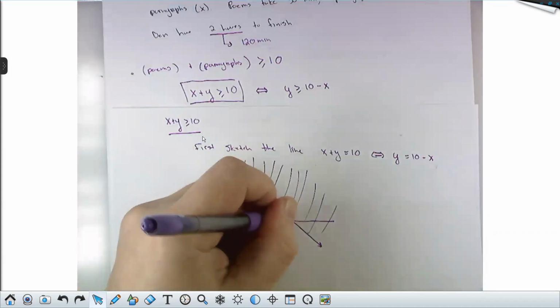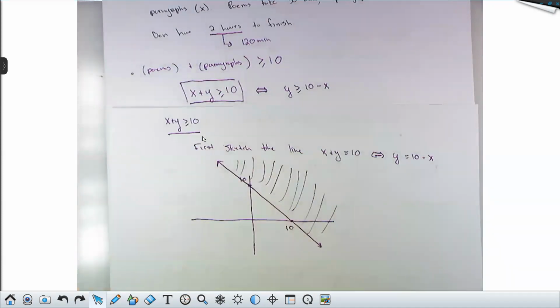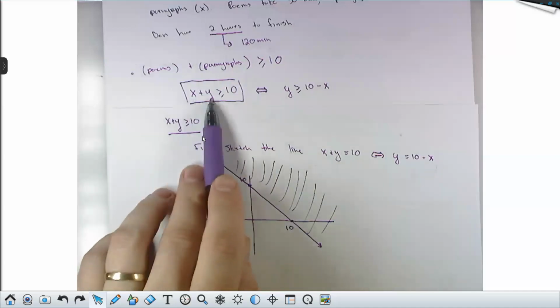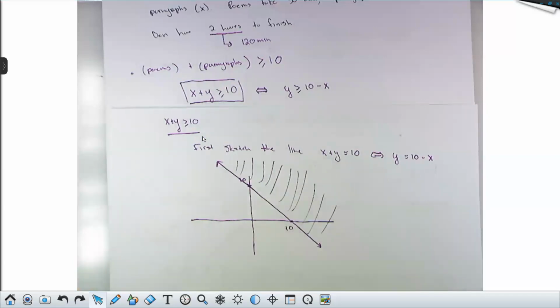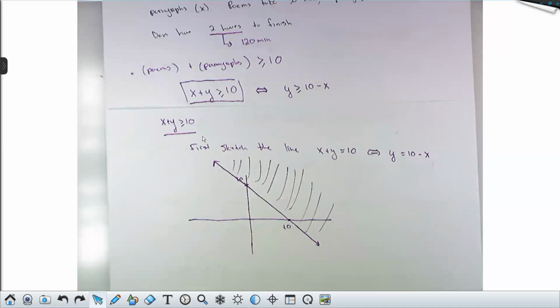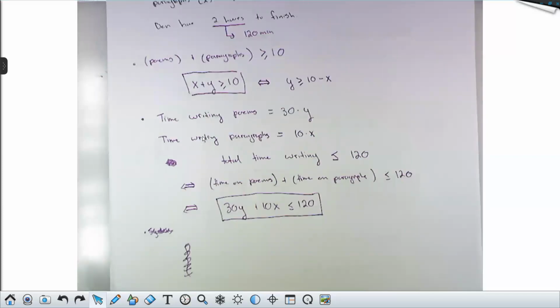You could find this x-intercept. This is also 10 because the slope is -1. So you could try something like 10, 1, which would be up here. If you test that, if you plug in 10 and 1, you get 11 is greater than 10. So this is your solution region, either way you want to think of it. The other inequality we had was 30y plus 10x is less than or equal to 120.